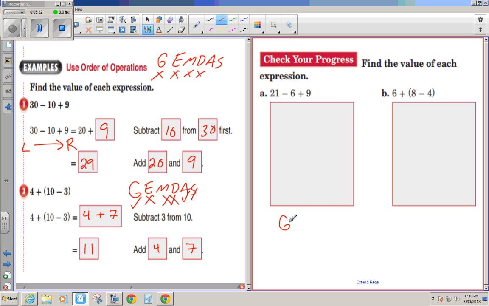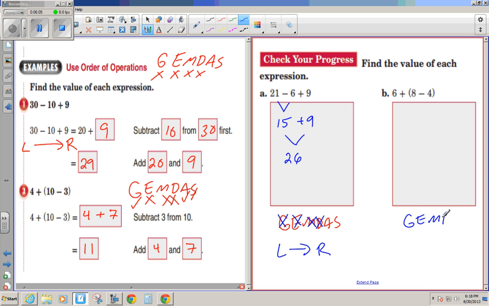Find the values. All right, GEMDOS again. Are there grouping symbols? No grouping symbols, no exponents, no multiply, no divide. Adding and subtracting left to right. 21 minus 6 is 15. 15 plus 9, 26.